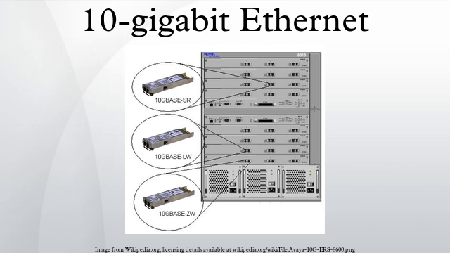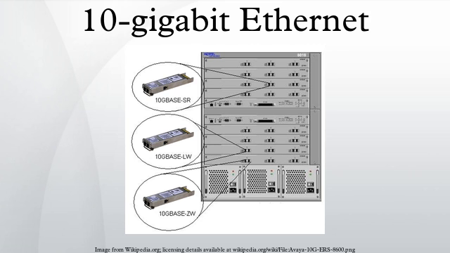Its physical coding sublayer 64B/66B PCS is defined in IEEE 802.3 Clause 49 and its physical medium-dependent PMD in Clause 68. It delivers serialized data at a line rate of 10.3125 Gbits.